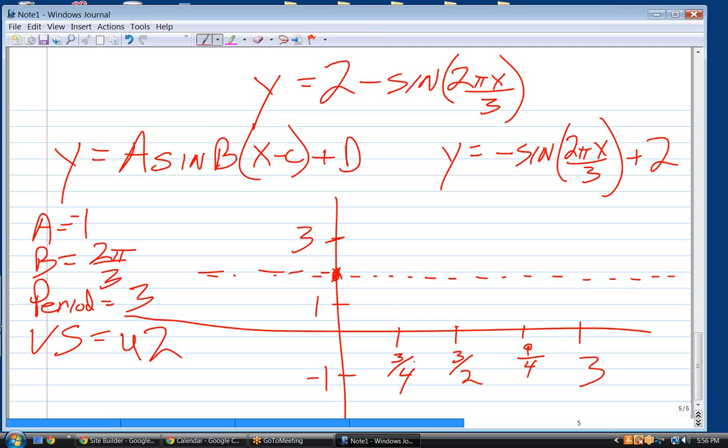All right, so now I guess we're ready. We're going to go down to 1, back up through the axis of symmetry, up to its high point, and back down to the axis of symmetry. There you go. All right.